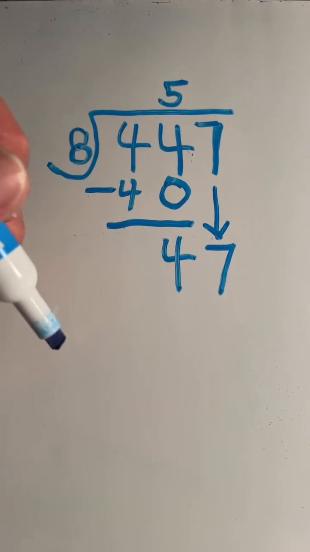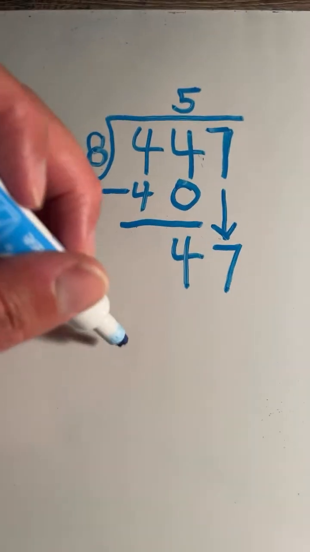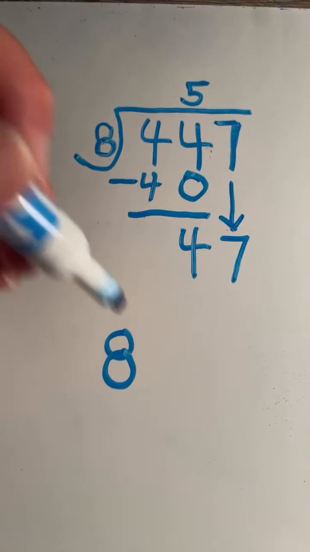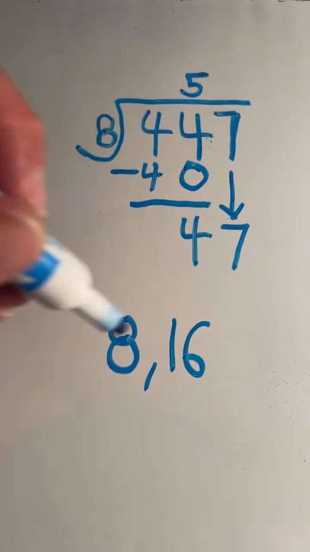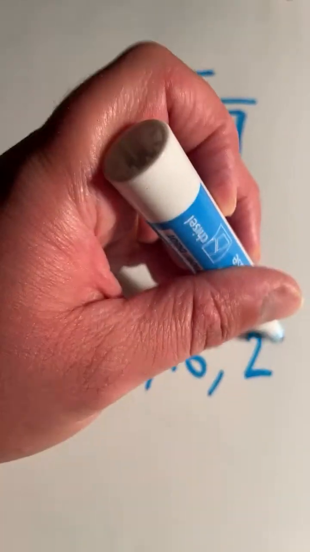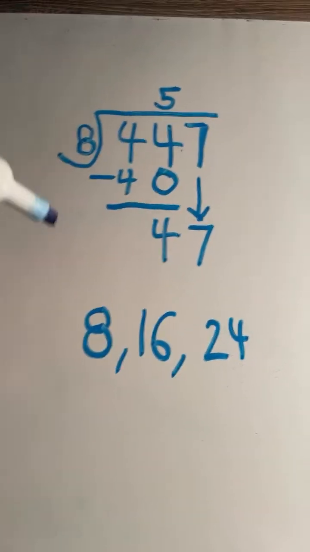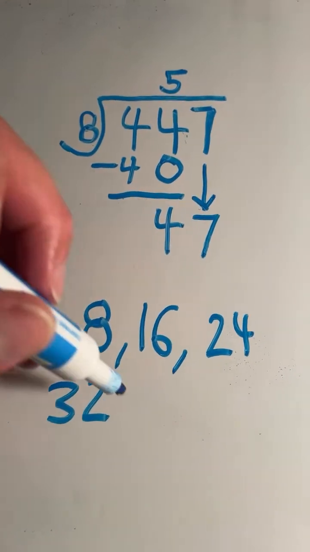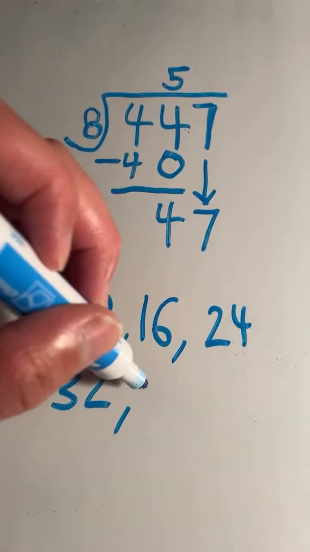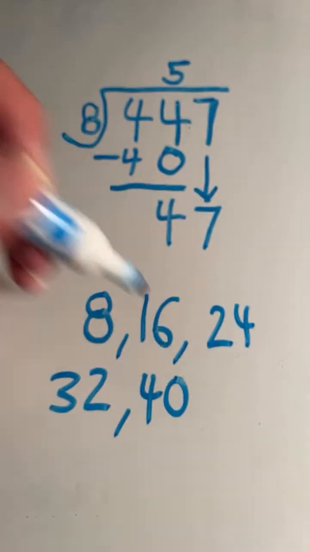Now we got to figure out how many groups of 8 go into 47. Counting by 8s again. 8. So far we have one group. 16, that's 2 groups of 8. 24, that's 3 groups of 8. 32, that's 4 groups of 8. 40, that is 5 groups of 8.